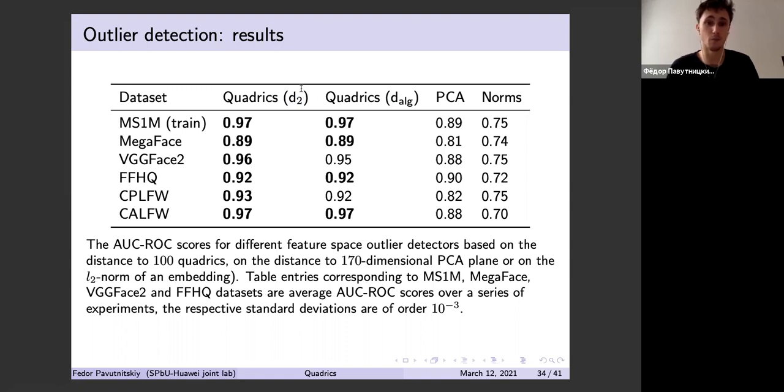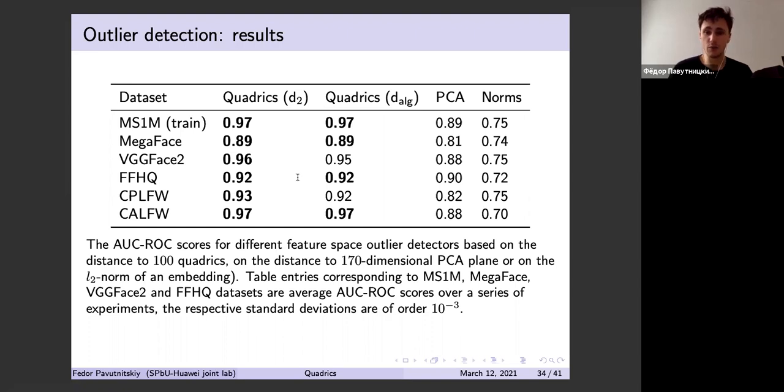So again, both models here were trained using distance of order 2, but on inference, this one here, algebraic distance, was used as a distance to the already trained manifold. And here, distance of order 2 was used as a distance to the manifold. Okay. So in this experiment, quadrics outperform the linear method and norms by quite a bit. And actually, it works quite well as a detector.